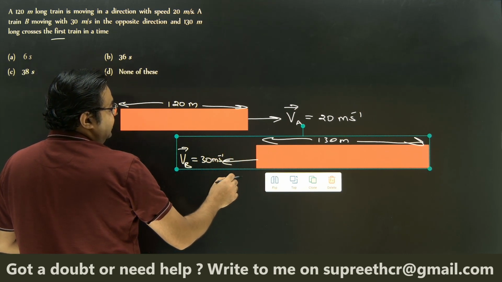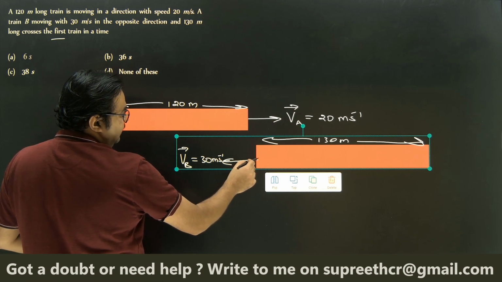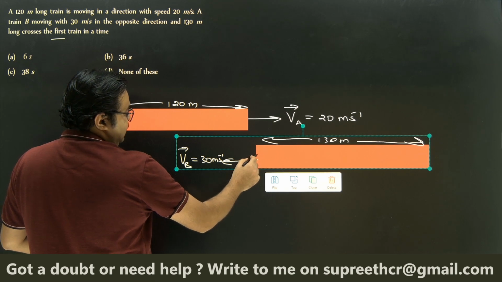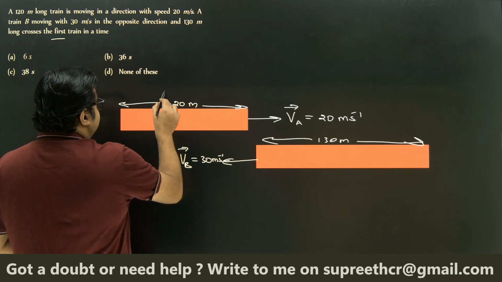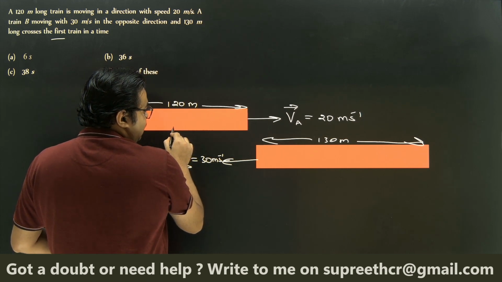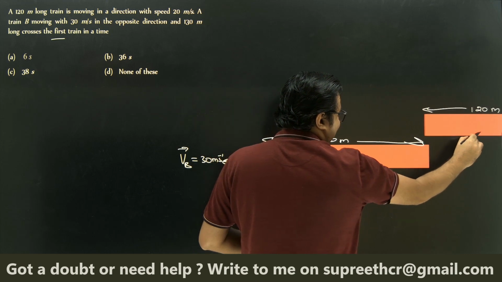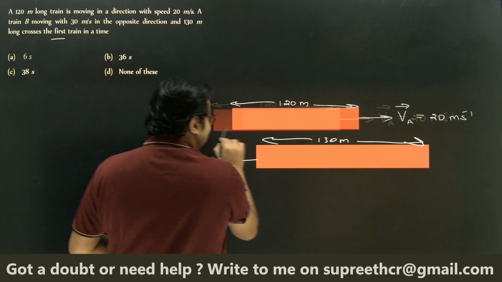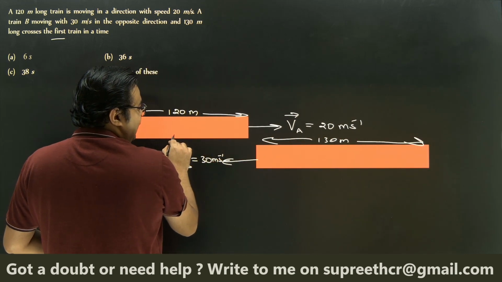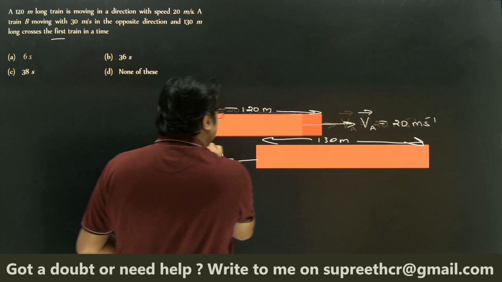Maybe you should be sitting in, let's assume, this train. You're sitting here. And when do you say the first train has crossed the second train? Right now you're here, and then it crosses. It's gone up till there. Now that's when you say it has crossed. So starting from here, the train has to go all the way to this place as seen by you.